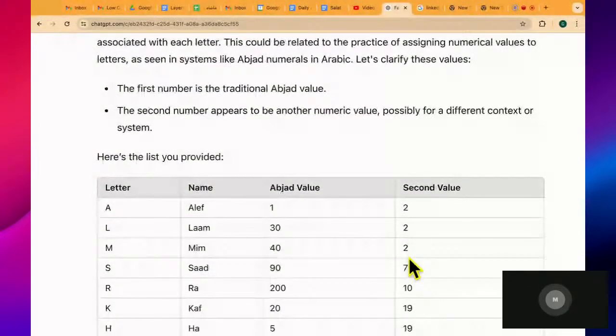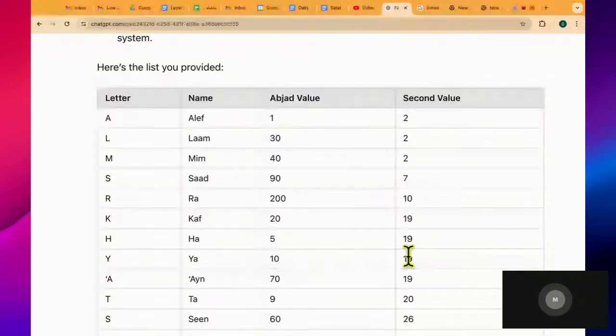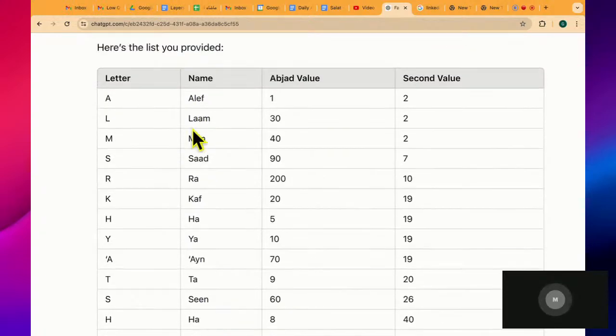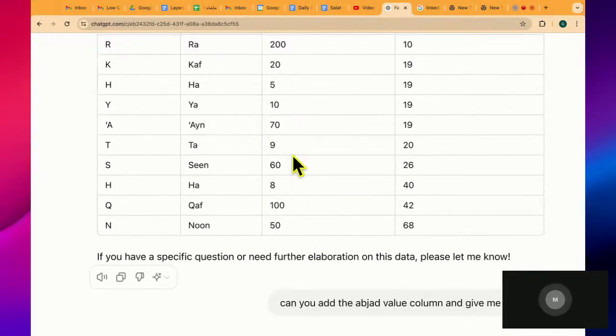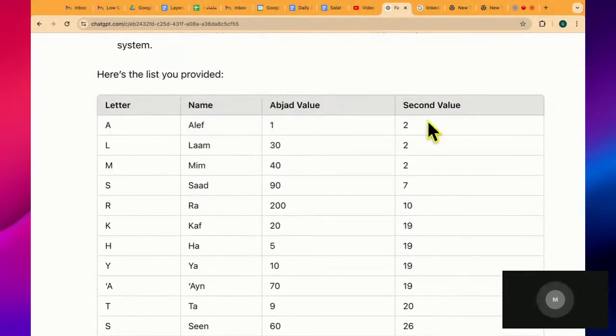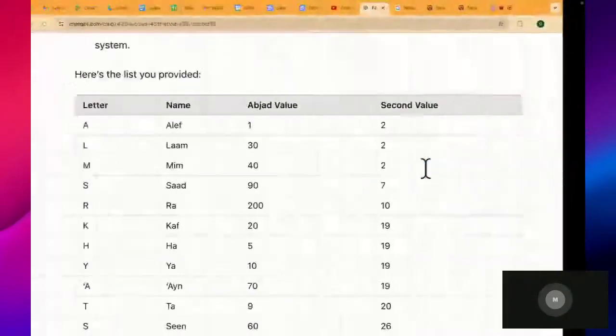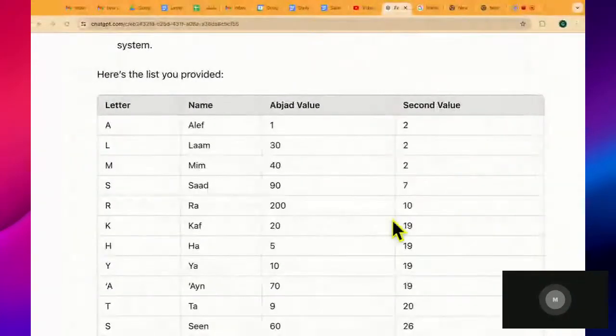Here is a very nice table that it gives you. See, it gives the letter, the name, it understood the Arabic version of it, and the abjad value, it has put the abjad value in front of them with the geometrical value. And then the second value, it didn't understand what the second value is, but we know that it is the first surah where they have appeared. And I don't expect ChatGPT to understand that.